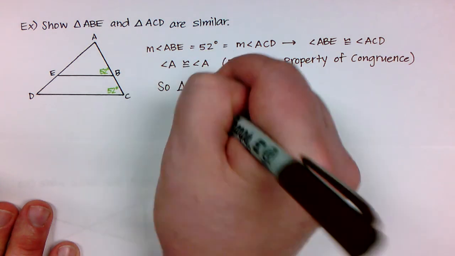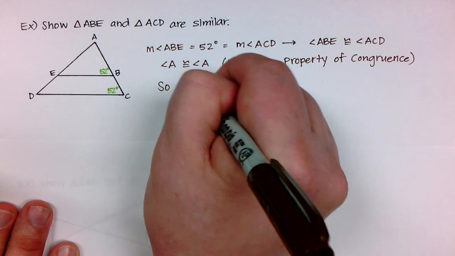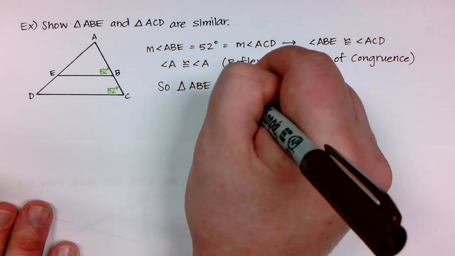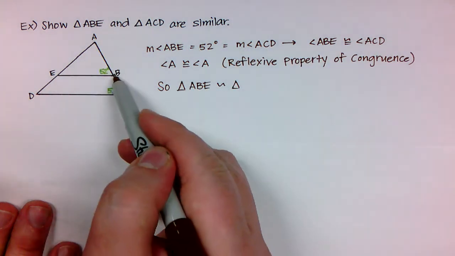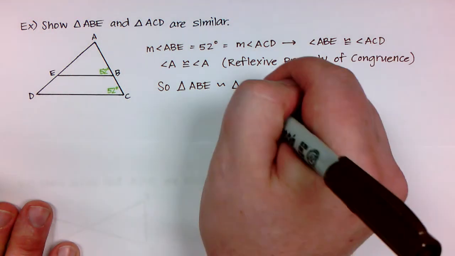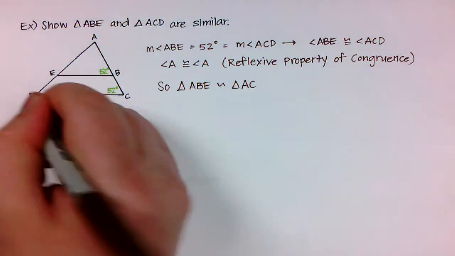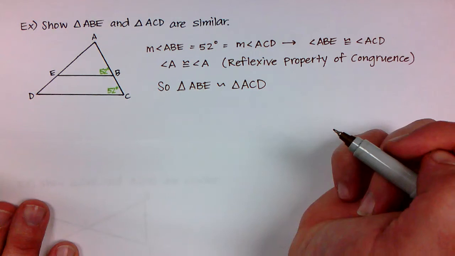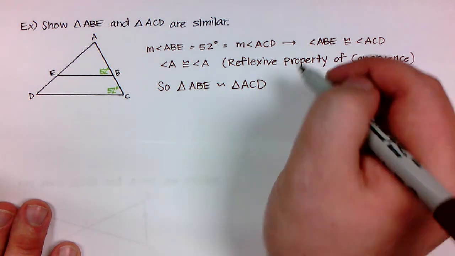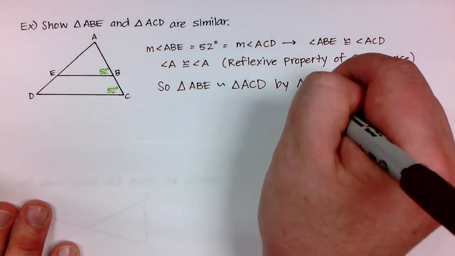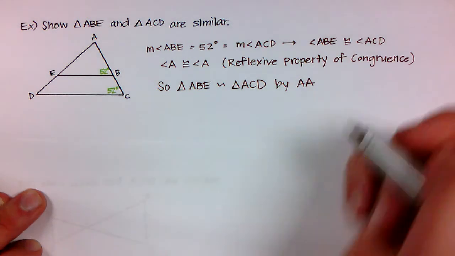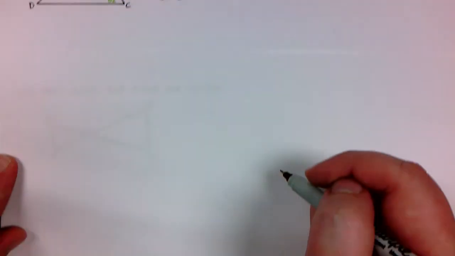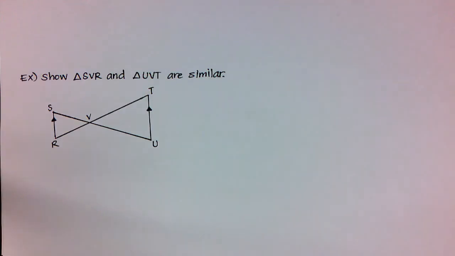So I'm going to say that triangle, let's start with ABE, that top one, is similar to triangle, if I went A to B, I'm going to say A to C now, all the way to D. I'm going to go in the same order. And that's it. And this is by AA similarity postulate. Okay? One more example, and then we're going to be done. I told you it was going to be short.